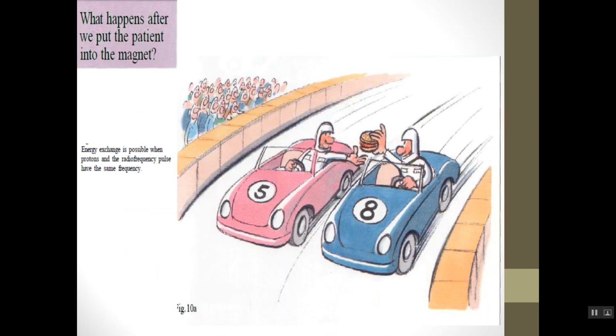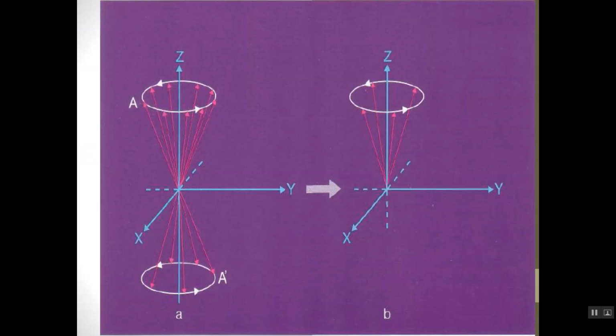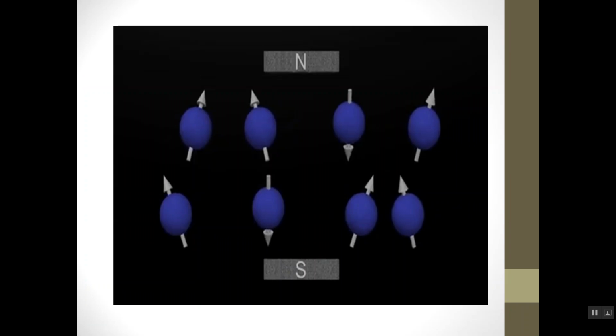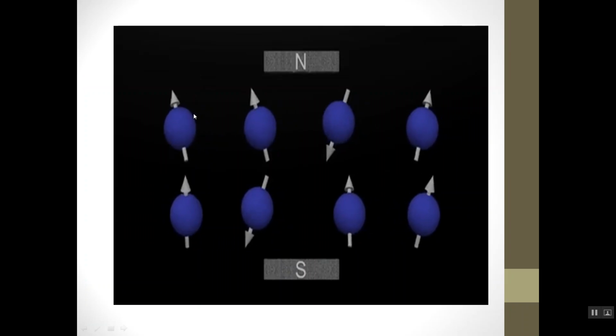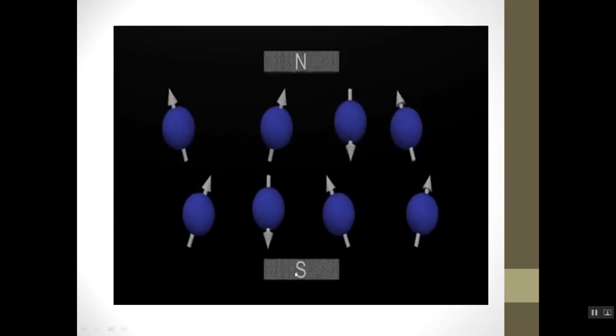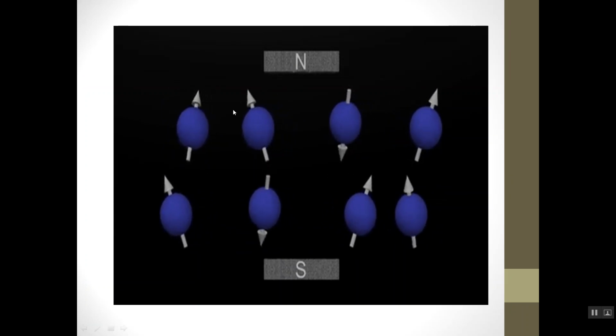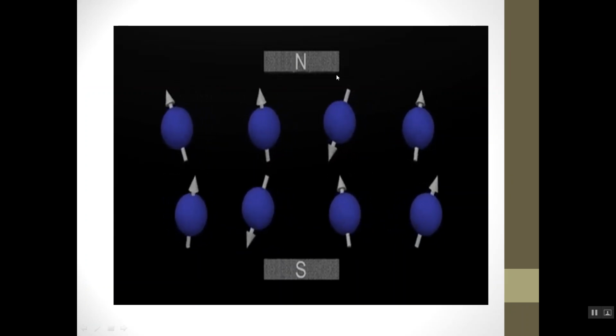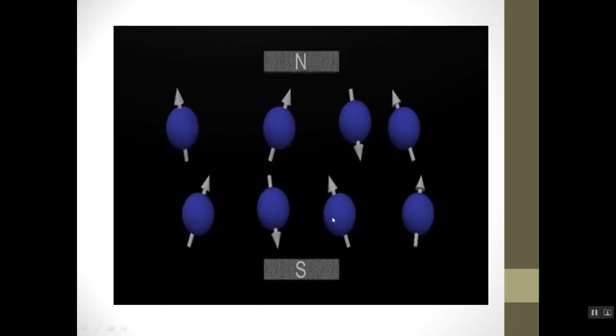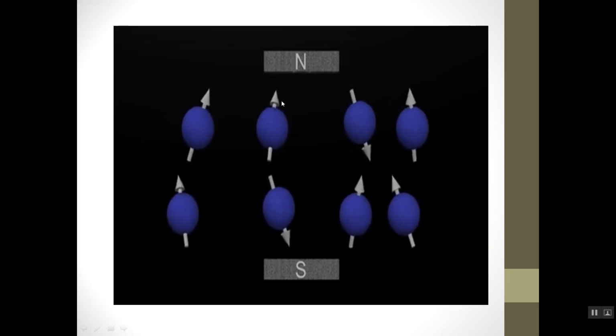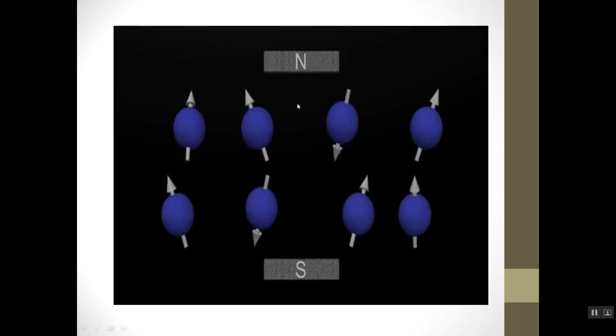So what's next? What happens after placing the protons, or the body of the patient, inside the external magnetic field? Here I place the patient inside the external magnetic field. As I said before, some protons are lined up and other protons are lined down. The protons that are lined up are in a relaxation state.